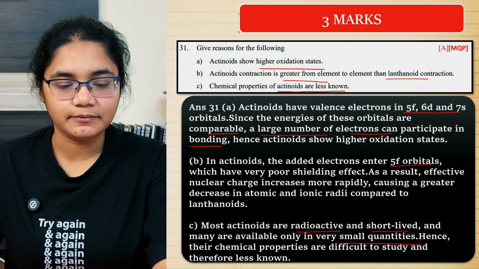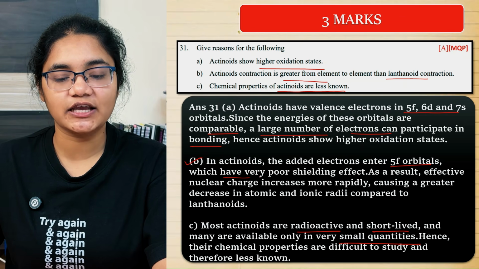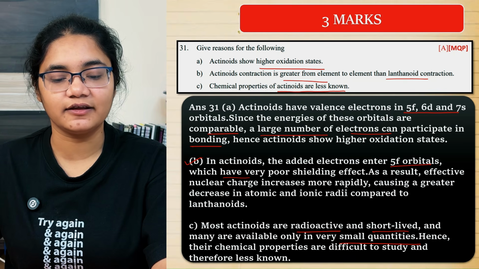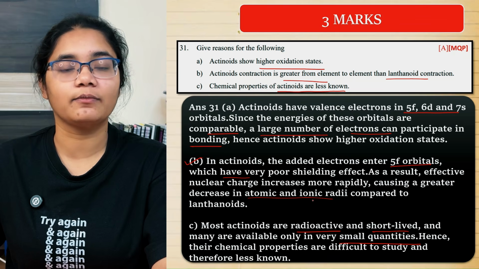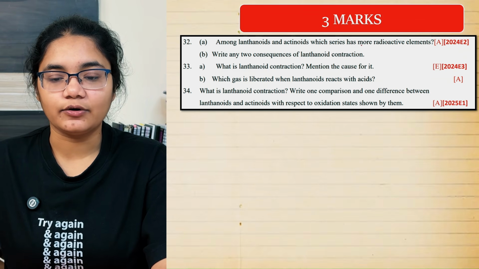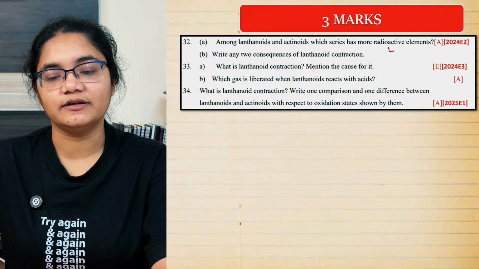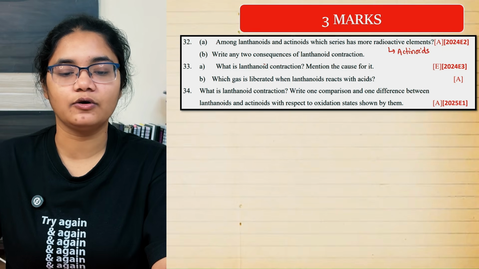Okay, you can see this answer in detail. In actinoids, the added electrons enter the 5f orbitals, which have very poor shielding effect. As a result, the effective nuclear charge increases more rapidly, causing a greater decrease in the atomic and ionic radii. Next, among lanthanoids and actinoids, which series has more radioactive elements? Obviously, this is the actinoid series. Okay, in lanthanoids, most of them are non-radioactive.